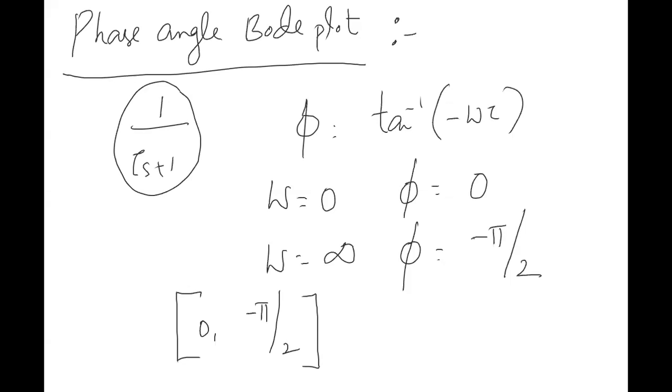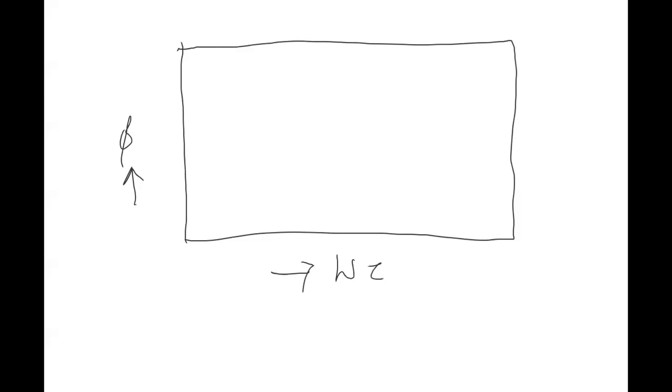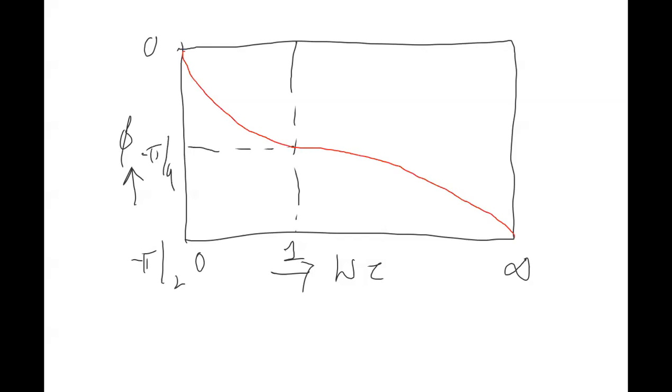Now how do you draw the phase angle Bode plot? It is phi versus omega tau. What are the limits? The maximum is minus pi by 2 and 0. This is 0 to infinity. So when omega tau is equal to 1, that is where the phase angle is, let's say, minus pi by 4.